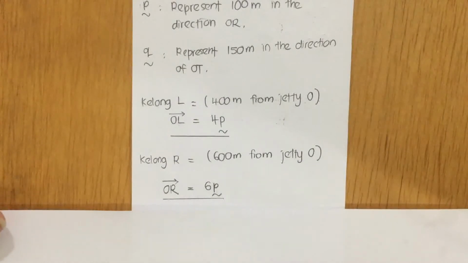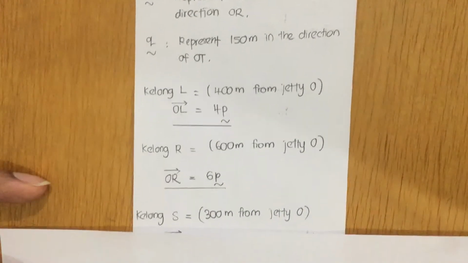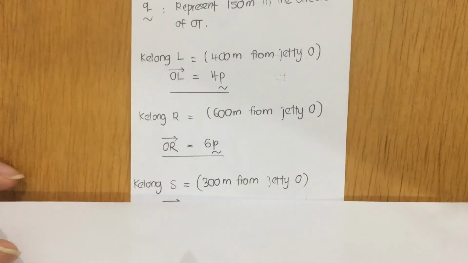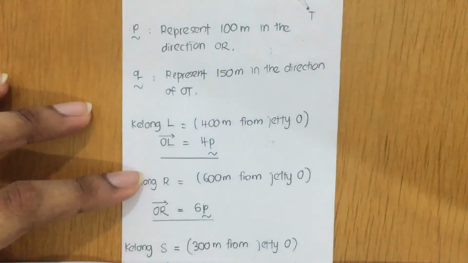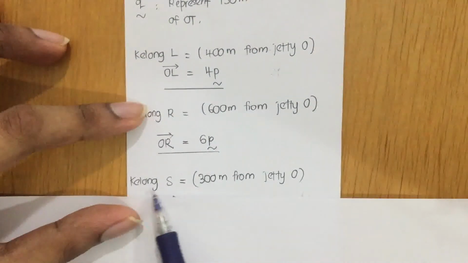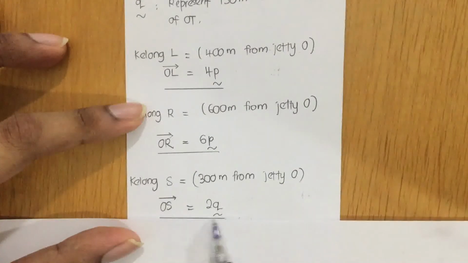So, okay, it's pretty straightforward. So L and R. Once you do that, just continue to Kelong S. Kelong S is actually 300 meters from jetty O. Kelong S, as you can see, is in the direction of OT. In the direction of OT, you need to represent 150 meters. Kelong S is mentioned as 300 meters, so vector OS will be equals to 2Q.